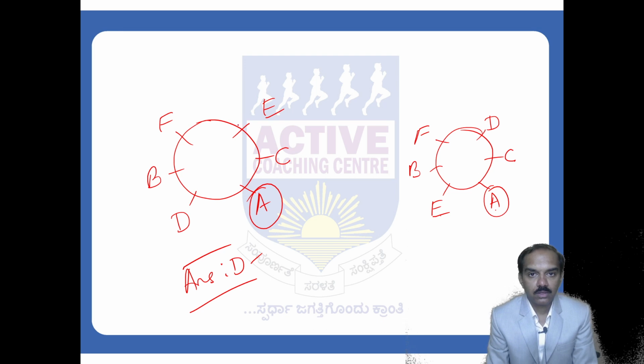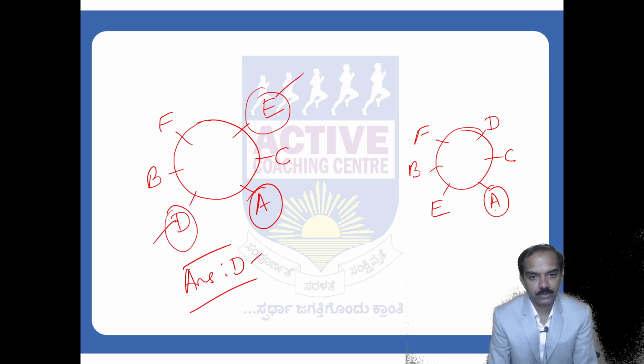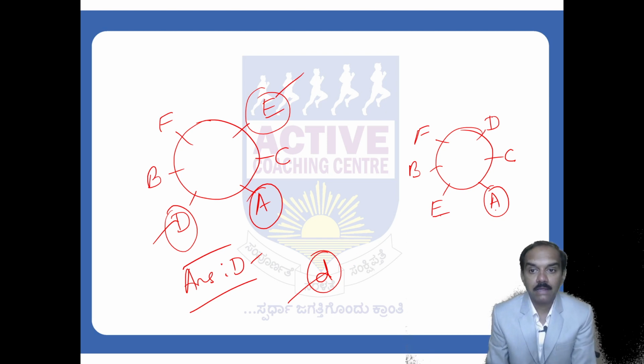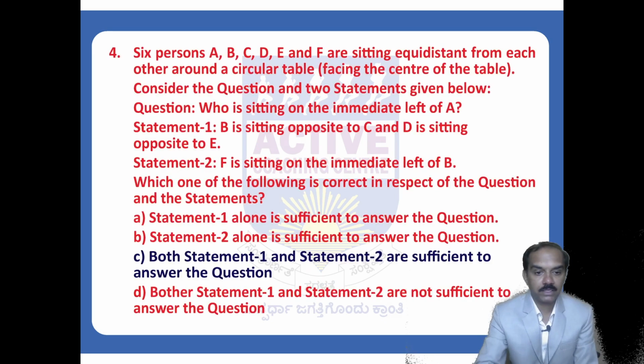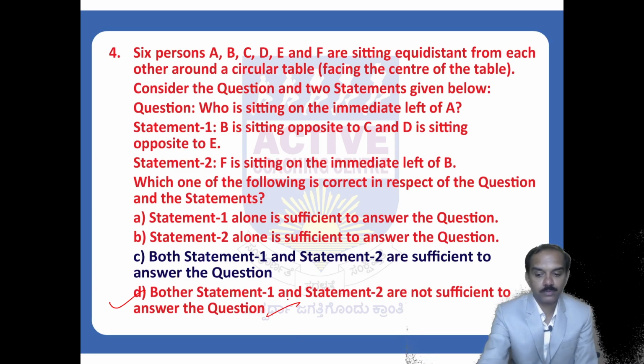So we don't have the complete information, sufficient information as to who is sitting where. Whether D here, E there, or D there, E here. We don't have information. That is the reason why we must go with the last option. So even after giving you both the statements, nothing can be done. You cannot answer this question even after using both the statements, because we don't have clear-cut information whether D is sitting there or here. D and E opposite, yes, but who is where? We don't know. That's the reason why both statement 1 and statement 2 are not sufficient to answer the question. The last option should be marked.